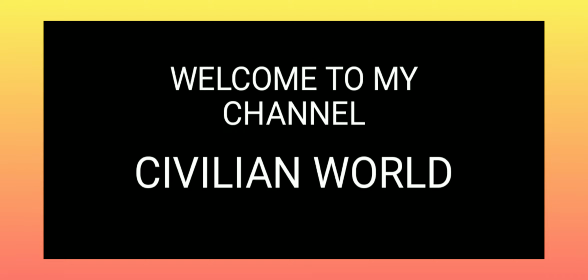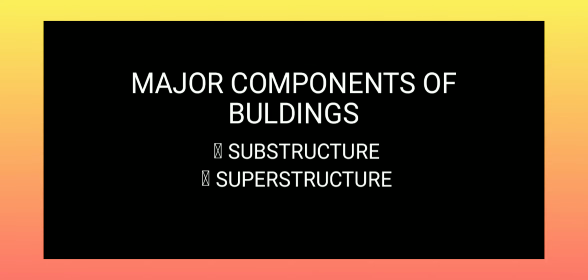Today we are going to see the details about the superstructure. In every building project, there are two major components: one is the substructure and the other is the superstructure. Substructure is the part of the building that is built below the ground level. The function of the substructure is to transfer the load from the superstructure to the underlying soil.